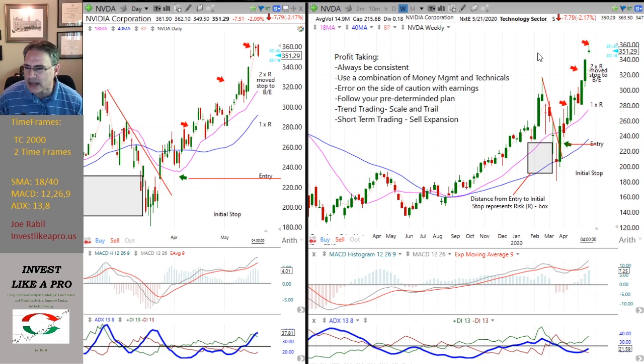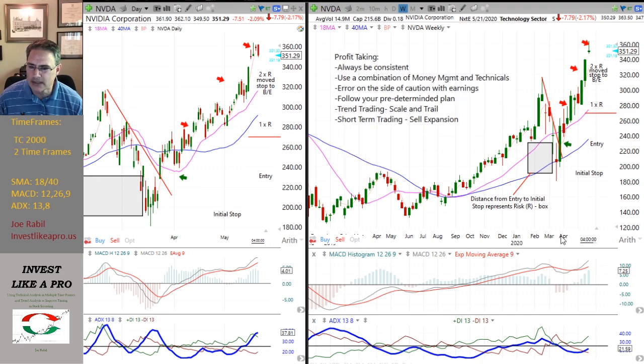And there's two things that I would tell you about profit taking. Number one is when it comes to trend trading, have a strategy where you scale out and trail. Scale and trail. As it moves in your favor, keep trailing the stop underneath, and keep scaling out as you have profits that are available to you.